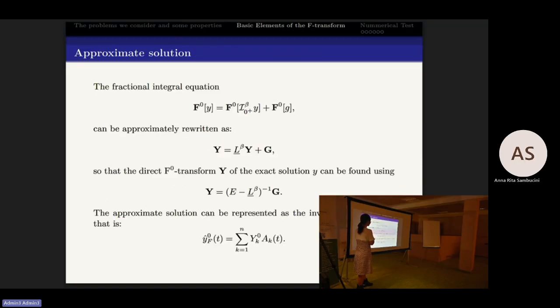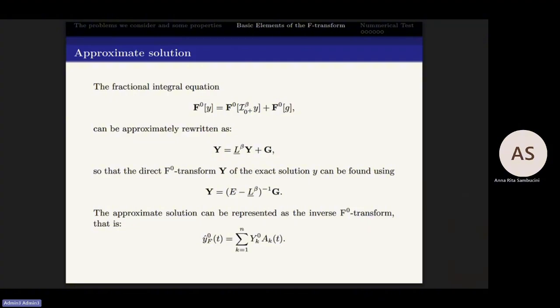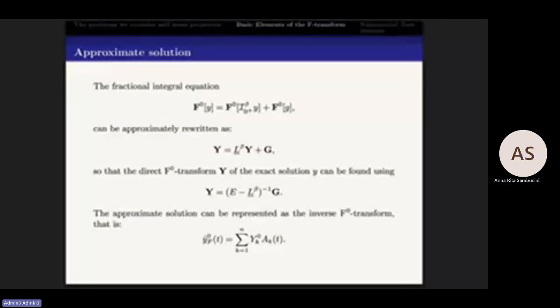And now, by our estimation from this formula, we got this matrix equation, in which the unknown y is so easy to determine. And here, after we determine the vector y, we apply fuzzy transform to get the approximate solution.